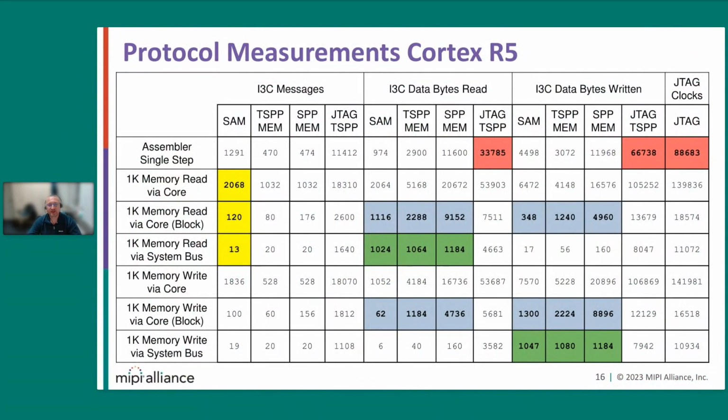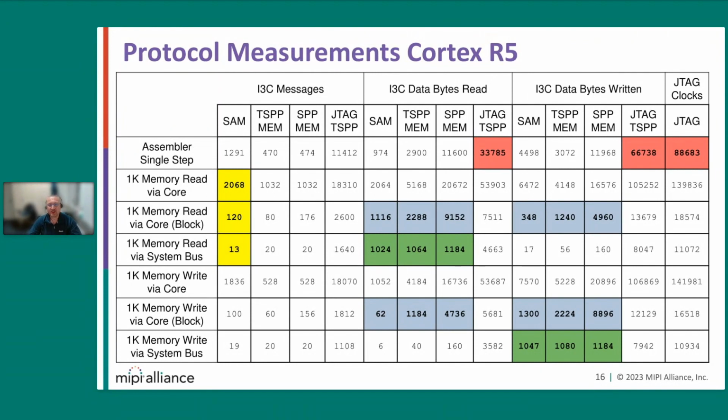The numbers with red background show the performance of the tiny sneak peek JTAG for the assembler single step. To process one assembler single step, we need approximately 89,000 JTAG clocks, and this results in 100,000 I3C data bytes to be transferred. So using the same baud rate would mean that the tiny sneak peek JTAG is just 10 times slower than the normal JTAG for the single step.